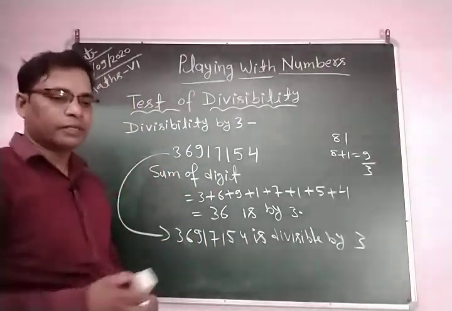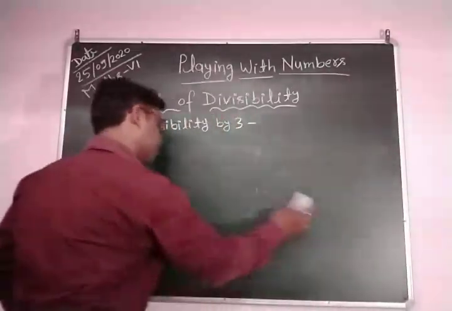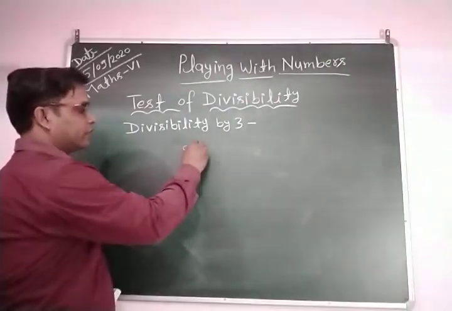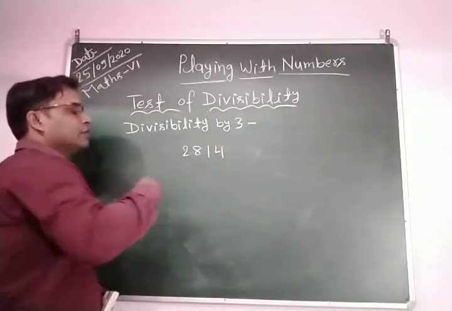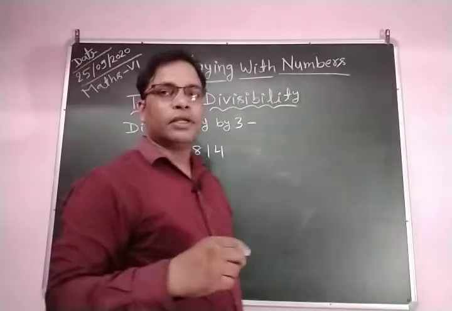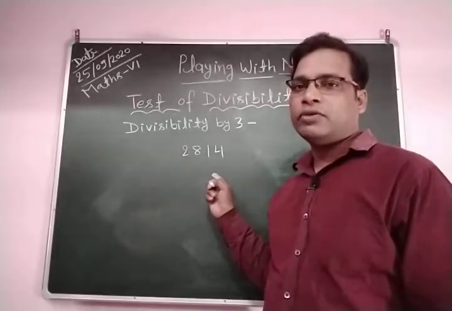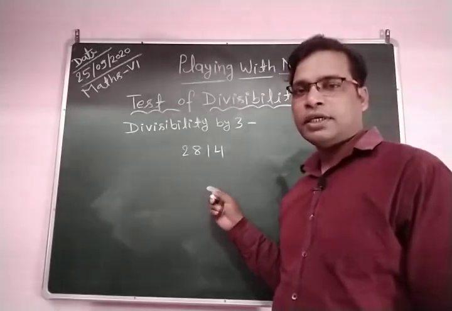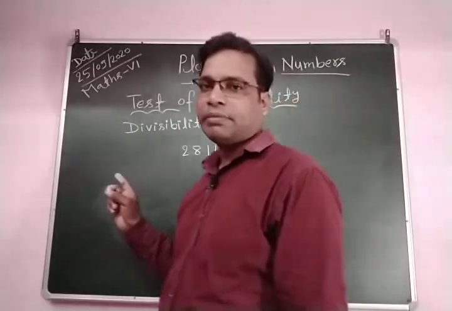And now we take another example. If you write 2814, is this number divisible by 3 or not? How to check? First we find the sum of digits of the number. If the sum of digits of the number is divisible by 3, then we can say this number is divisible by 3.